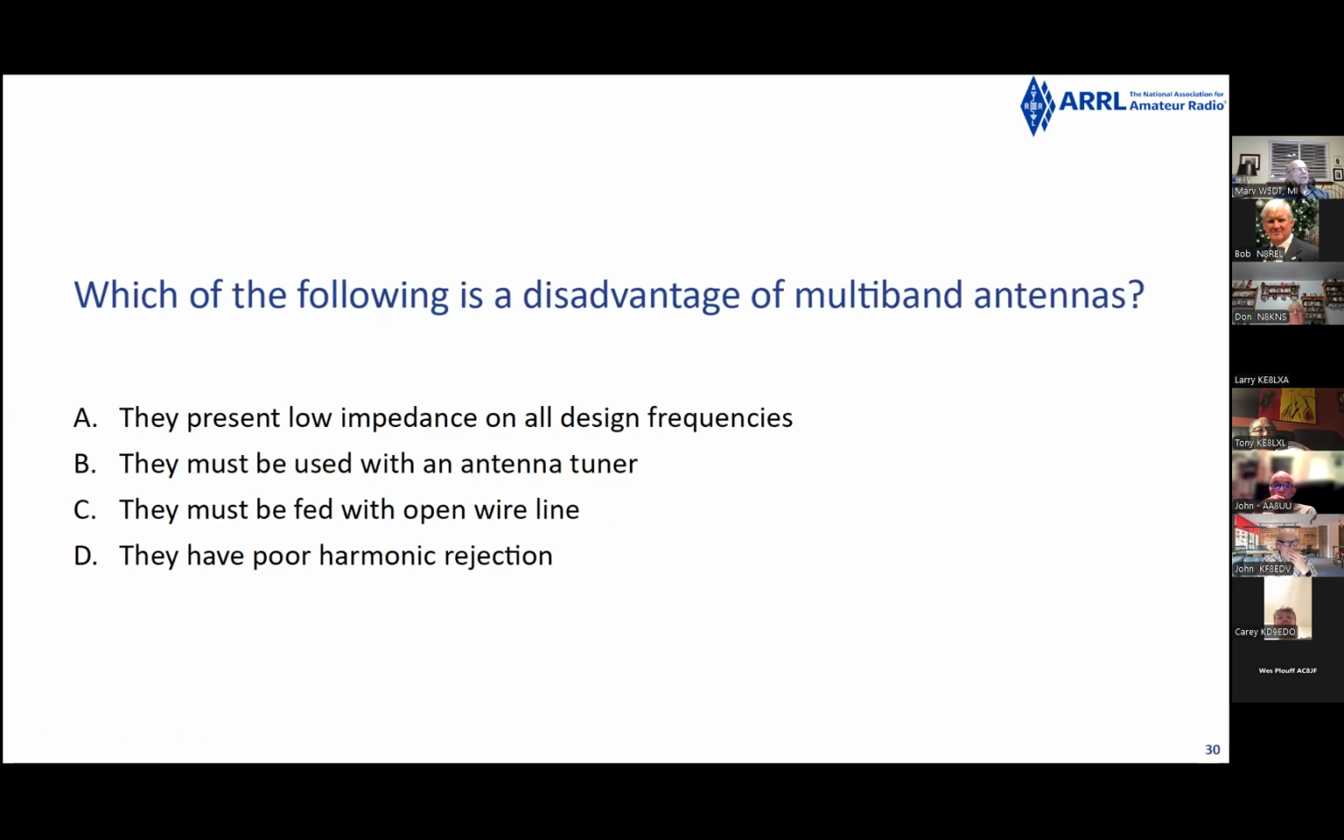Which of the following is a disadvantage of multi-band antennas? They present low impedance on all desired design frequencies. They must be used with an antenna tuner. They must be fed with open wire line. They have poor harmonic rejection. Bravo. No, D. D, they have poor harmonic rejection.